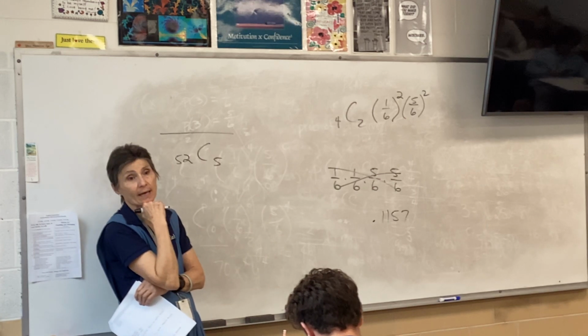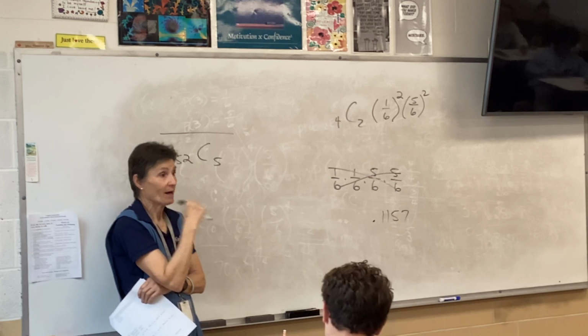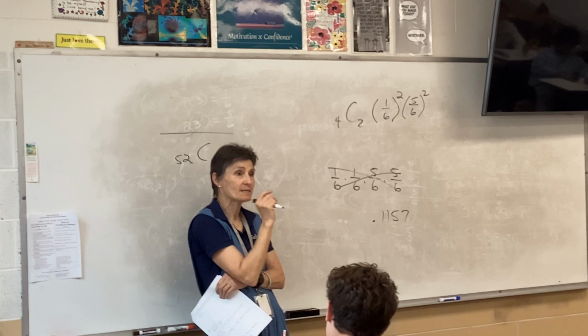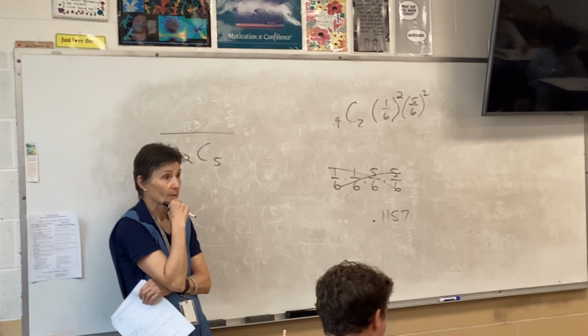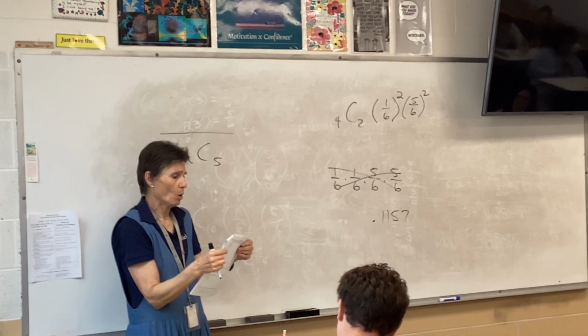Why is that going in the bottom? How many cards are in the deck? 52. How many am I picking? 5, period. No restrictions. I want all the possible hands in the deck. That's the denominator, all the possibilities. Now, what's the numerator? At least one king.